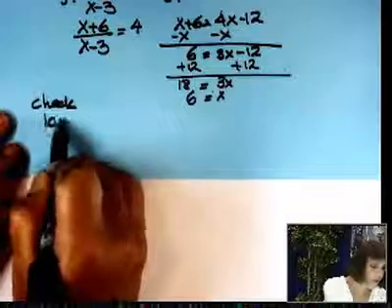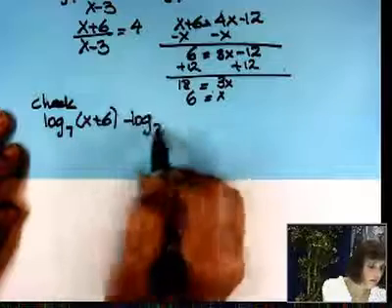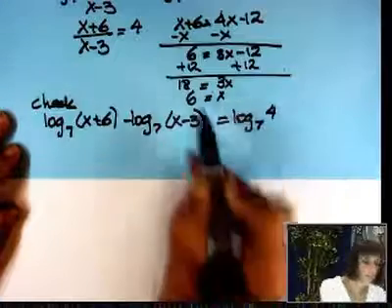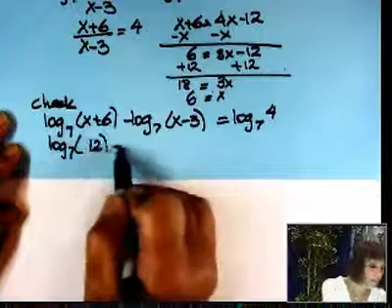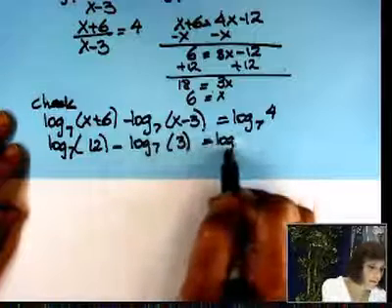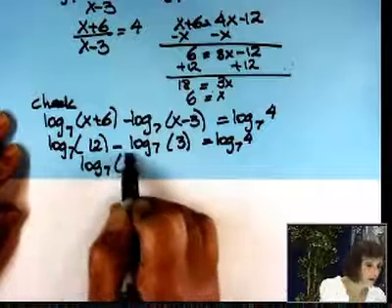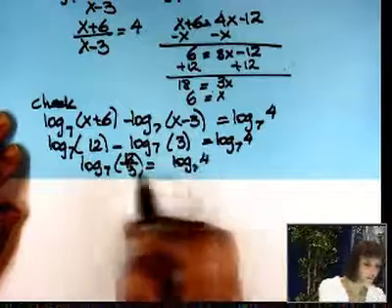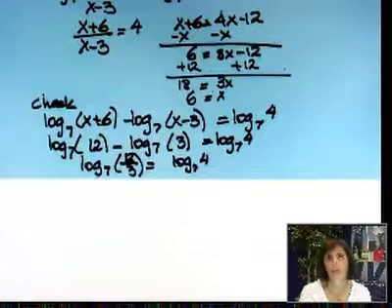Here's my original equation. Log base 7 of (x plus 6) minus log base 7 of (x minus 3) equals log base 7 of 4. Put in 6: log base 7 of (6 plus 6), 12, minus log base 7 of (6 minus 3), 3, equals log base 7 of 4. There's a minus, that means log base 7 of 12 over 3, equals log base 7 of 4. 12 divided by 3, that's 4. Yeah, it looks like it's working.